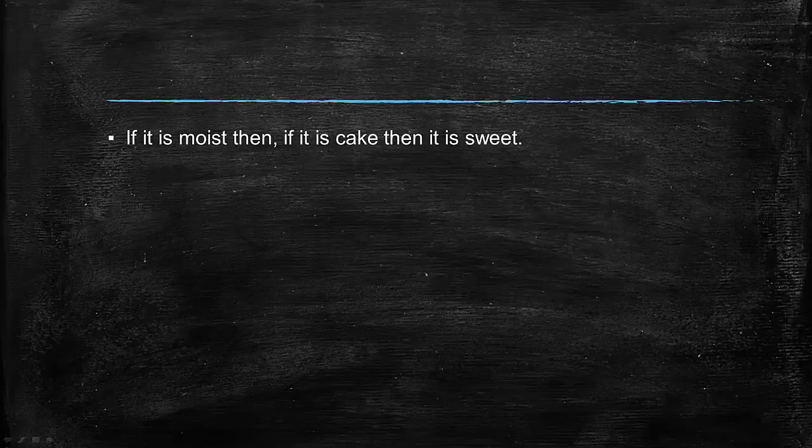If it is moist, then if it is cake, then it is sweet. If it is moist, then if it is cake, then it is sweet. Right? If it is moist, then if it is cake, then it is sweet. Little trick here. These nested, we call these nested conditionals.